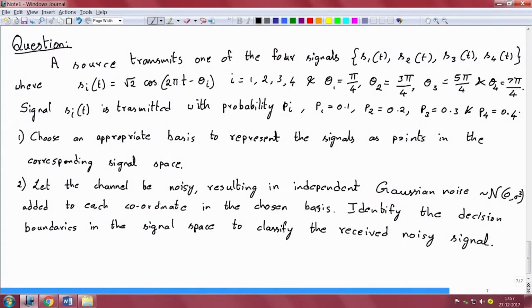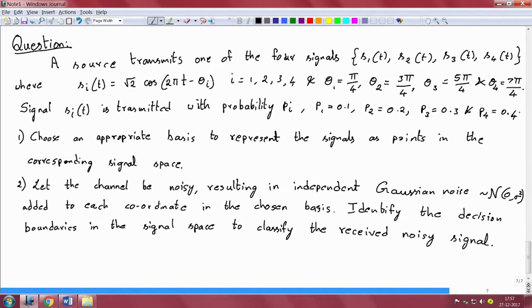Here we have a source that transmits one of the 4 signals S1, S2, S3 or S4. It transmits one at a time, where each signal Si is given by cos 2 pi t, but shifted by different phases. The first signal is offset by pi by 4, the second by 3 pi by 4, the third by 5 pi by 4 and the fourth by 7 pi by 4. Each of these signals is transmitted with a certain probability, either 0.1, 0.2, 0.3 or 0.4 respectively.